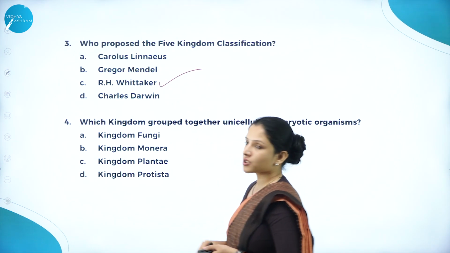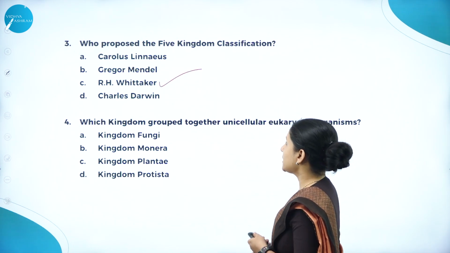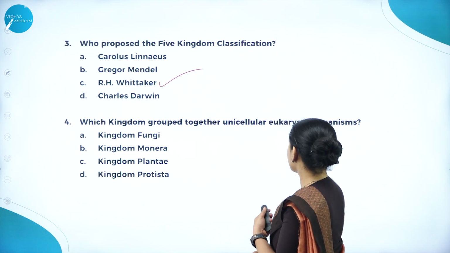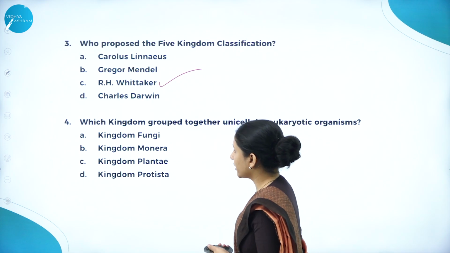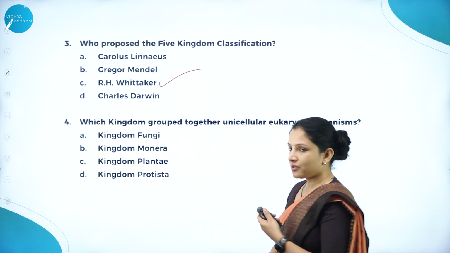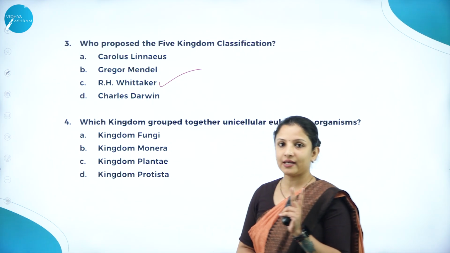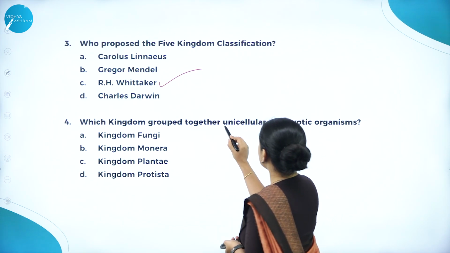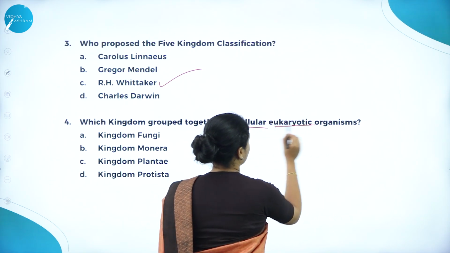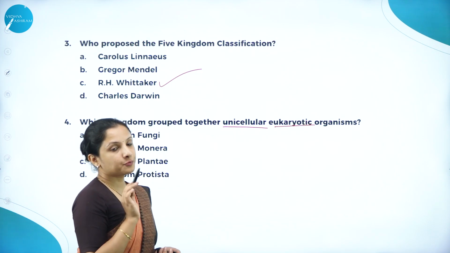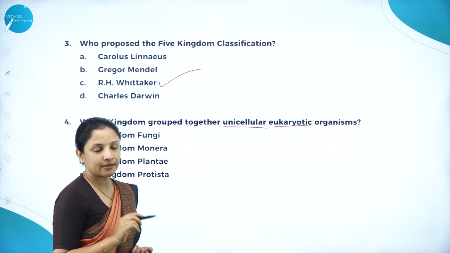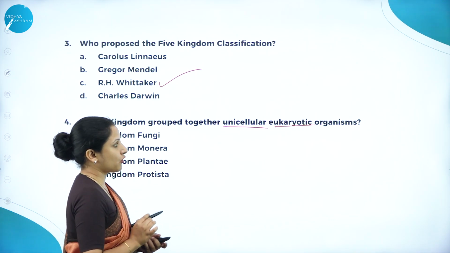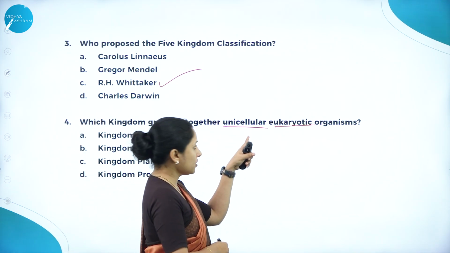It is R.H. Whittaker. Which kingdom grouped together unicellular eukaryotic organisms? Is it kingdom Fungi, kingdom Monera, kingdom Plantae, or kingdom Protista? Now, the two words we have to keep in mind here are unicellular eukaryotic organism. Always please read the questions twice, thrice if you don't understand, before you answer. It's very important.